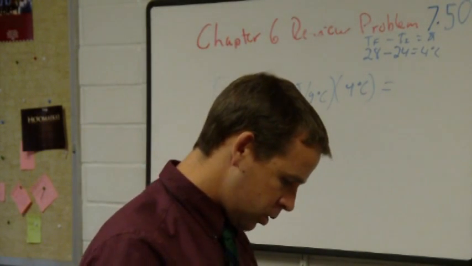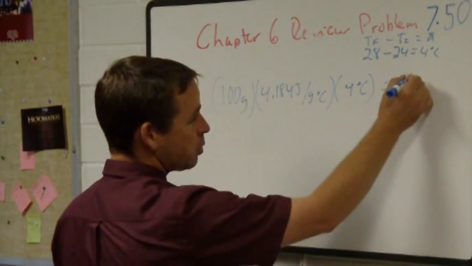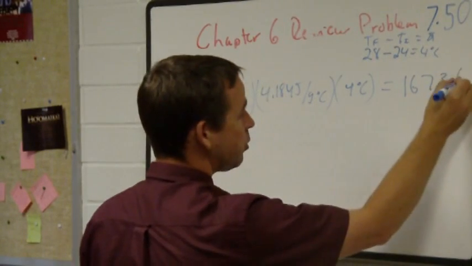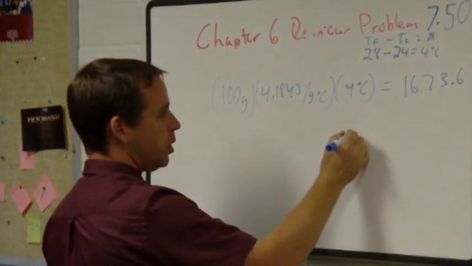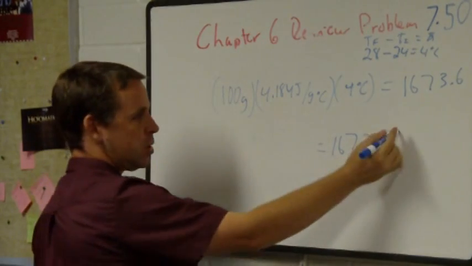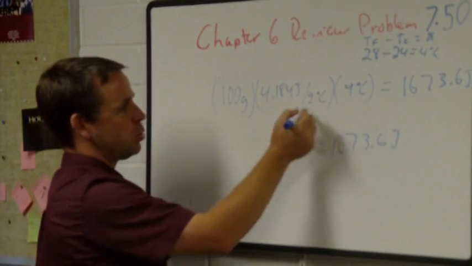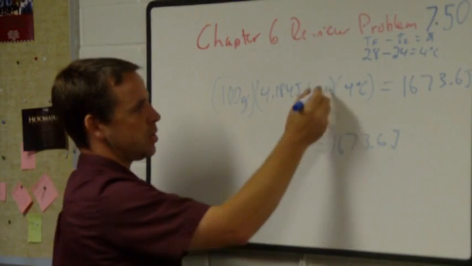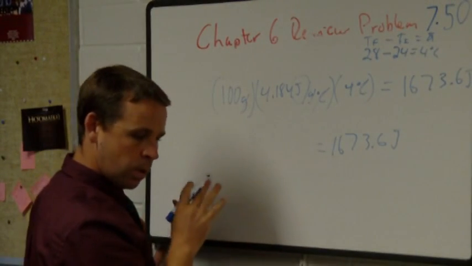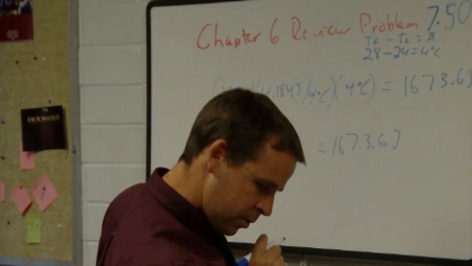And then the next question is, what is the heat capacity of the metal? Well, if we choose the value, and the value here is 1673.6 before we round, and we don't need to round if we're going to answer another question with this value. This is joules, and you can tell it's joules because this was joules per gram degree Celsius. Grams cancel out, degrees Celsius cancel out, we're left with joules, right? So now the question is, what was the heat capacity of the metal sample?